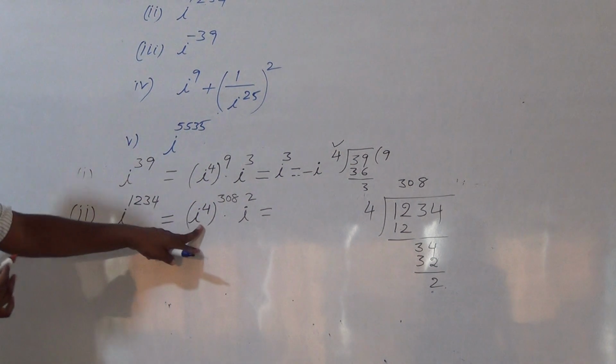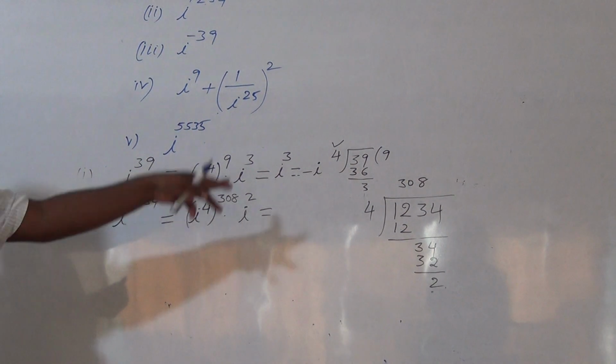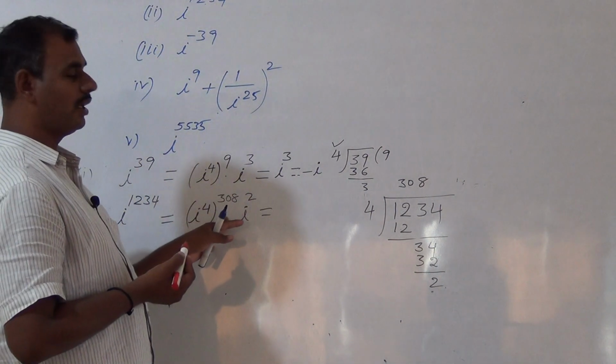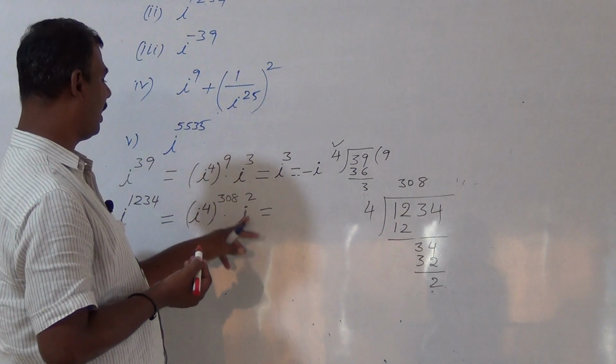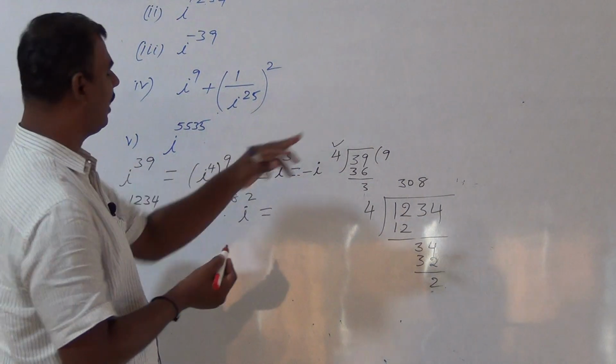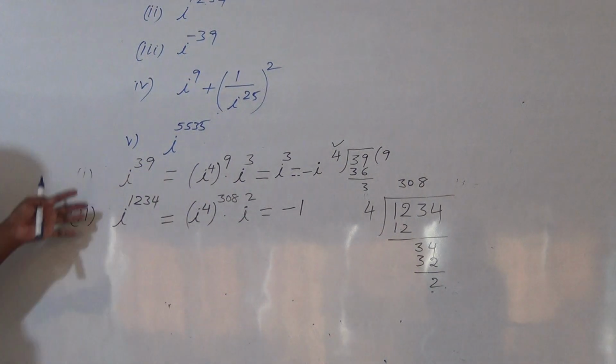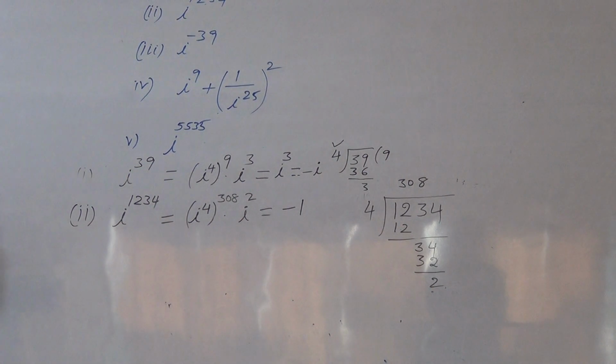Now do you know the value of I raised to 4? It will be 1. So 1 into anything, any power, will be 1. I raised to 2, what is the I square value? Simply we write minus 1. This is the easy process. You can follow this type of method. Very easy to get the answer for any type of question.